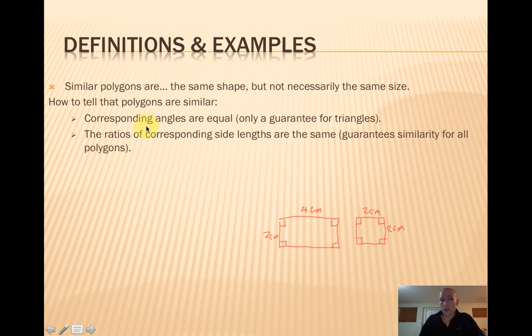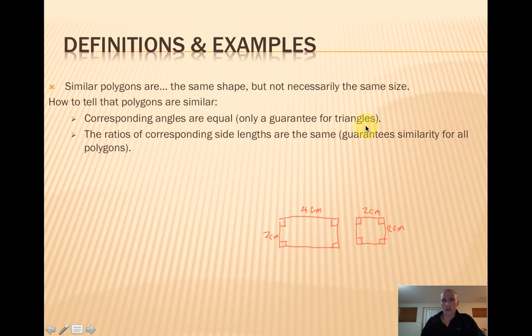So for similarity of polygons, you have to have both of these facts. Not only do the corresponding angles have to be equal to each other, but as well you have to have the ratios of the corresponding side lengths that are equal to each other. So just because you have the interior angles equal with a quadrilateral or a pentagon, hexagon, heptagon, and so on, it doesn't mean that they're necessarily similar to each other. To really verify it, you have to take a look at the side lengths.